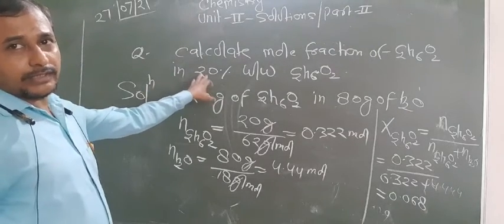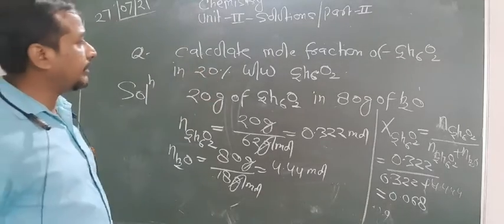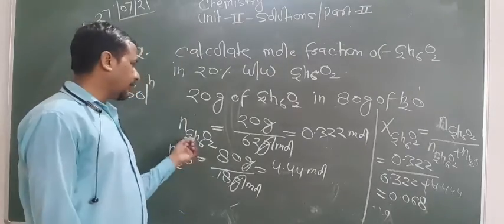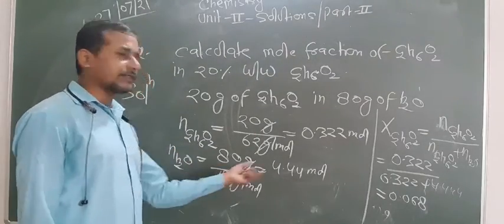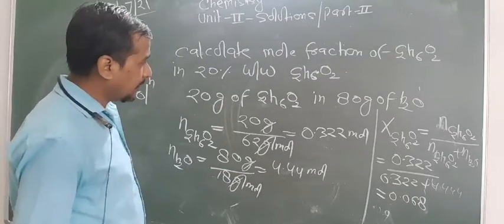Okay, 20% given, 30% given, 10% given, 5% given. So first of all you have to find the mass, and then you can find the number of moles, and then by putting the number of moles in the mole fraction formula, you can calculate the mole fraction of glycol.